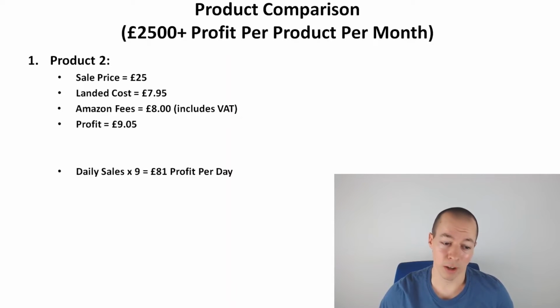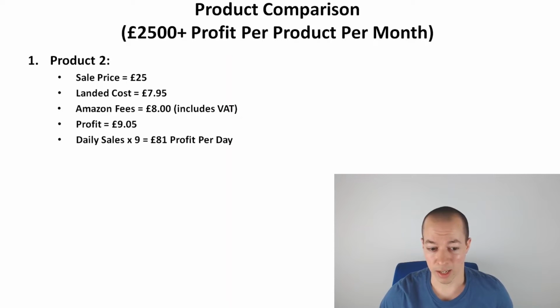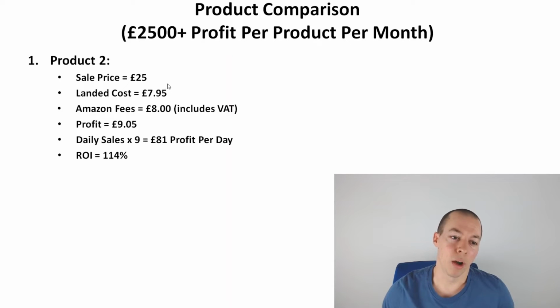At the moment that product is selling around 9 units per day, which at a £9 profit margin is roughly £81 profit. And over 30 days, that's around the £2,500 mark. So that's what I'm doing with product 2, and the ROI on that is 114%. With my landed cost of £7.95, effectively I'm investing about £8, and for every £8 I invest, I get around £9 back. So that's why it is just over 100%, because I'm getting my original £8 back plus the £9 on top, so I'm getting around £17 back in total.